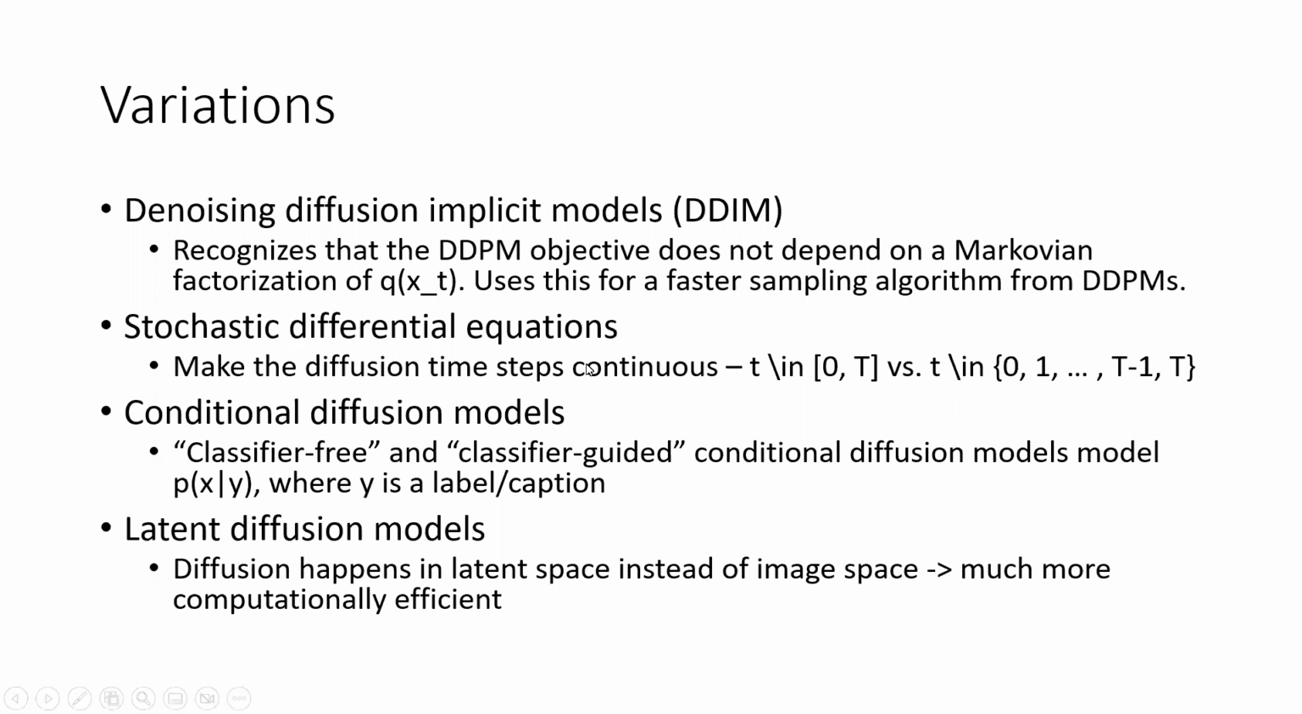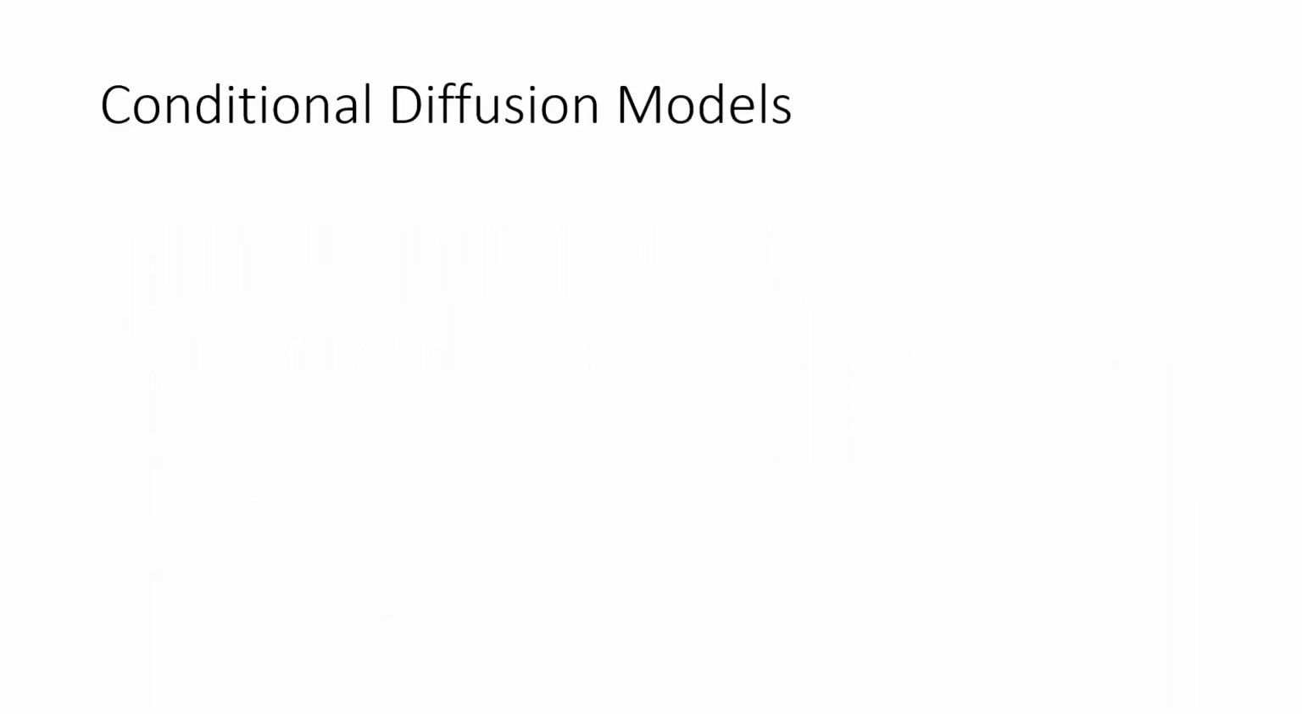Then you also have conditional diffusion models, which are perhaps some of the models that you may have seen recently, where they generate extremely plausible images using text descriptions of those images. And then, one last variation are latent diffusion models, where instead of diffusion happening in image space, for example, it happens in a latent space, which has some benefits in computational efficiency.